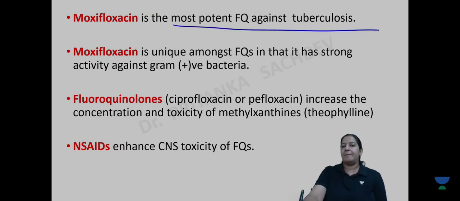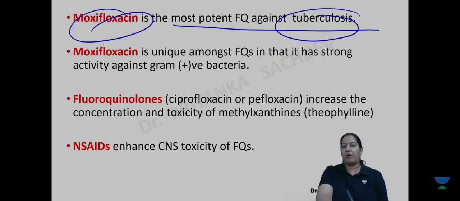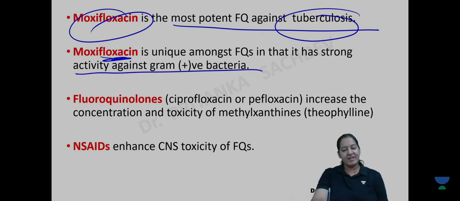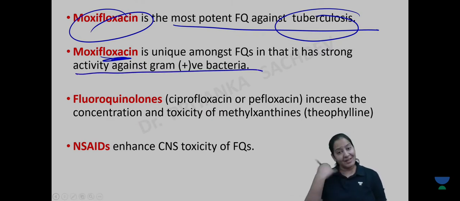Most potent for TB is Moxiflox, right? Okay. Moxiflox is unique in that it has strong activity against gram-positive bacteria as compared to gram-negative. All others have more activity against gram-negative as compared to gram-positive. But Moxiflox is unique in having stronger activity against positive as compared to negative, right?